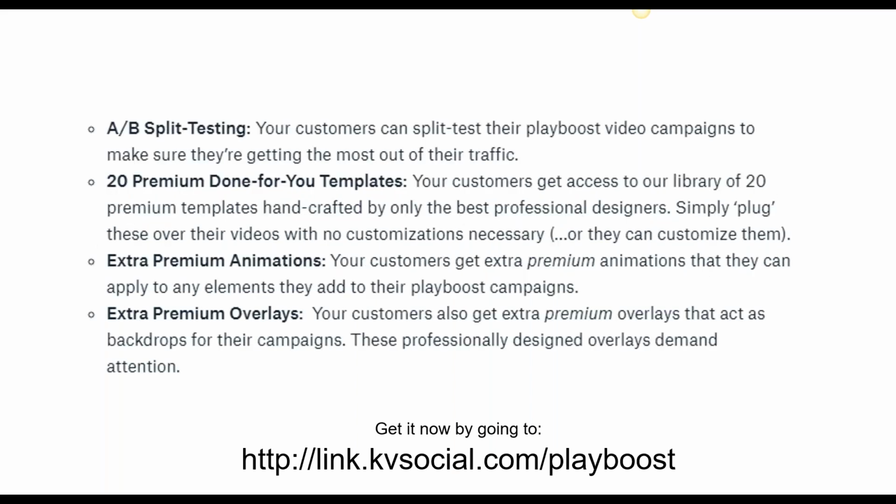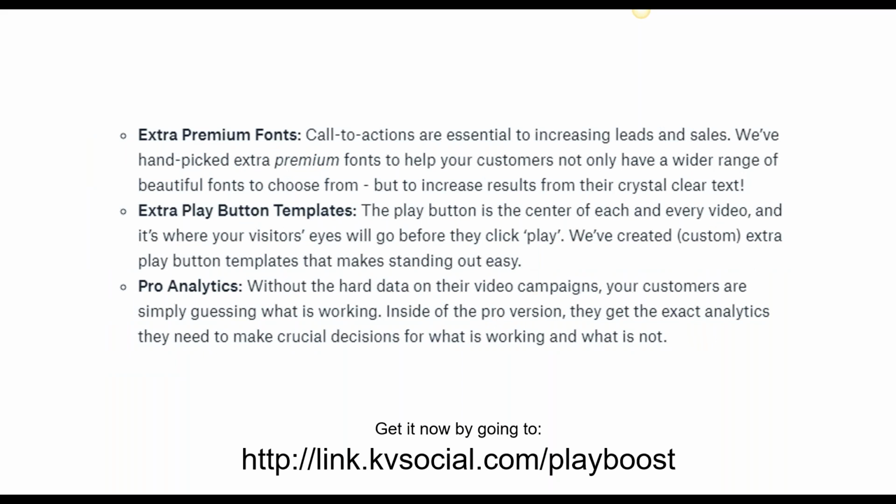You also get A and B split testing. So for example, if you want to compare which overlay or which PlayBoost campaign works better, then you can use the A and B split testing on the Pro feature. You also get an additional 20 premium done-for-you templates, right? So if you check out the sales page here, some of the templates are already shown there. You also get extra premium animations as well, and additional premium overlays. You get premium additional fonts, extra play button templates that you can customize to any color, and you have more advanced analytics as well. So you'll be able to track exactly what your customers are doing on your video so that you can see if there's a way to improve or tweak it further.